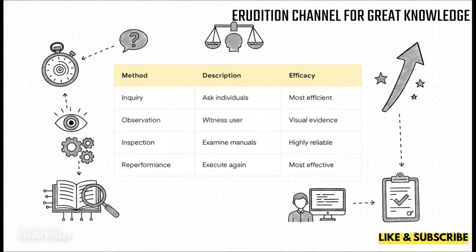It's a highly reliable digital check. And finally, reperformance, where the auditor independently executes the process all over again. Reperformance is easily the most effective method, but it is incredibly time-consuming and much less efficient. So, as an auditor, you really have to balance these trade-offs based on your specific risk assessment.